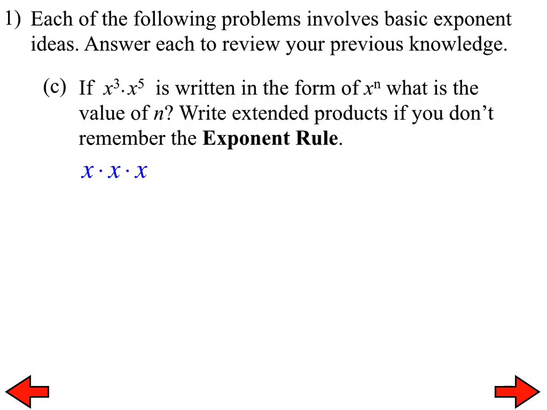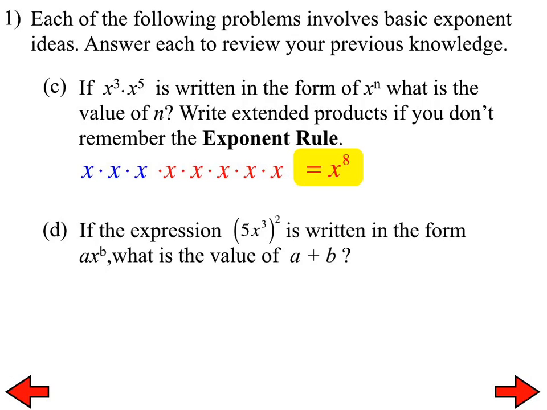X cubed is x times x times x. That's the extended product. X to the 5th is 5 x's. And as you can clearly see, we have 8 of them that we are multiplying together. So that simplifies to x to the 8th. So that means that n is, of course, 8. All right. Let's see what you come up with for part D.